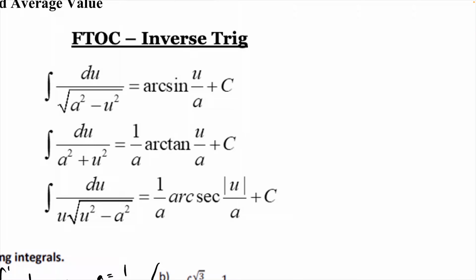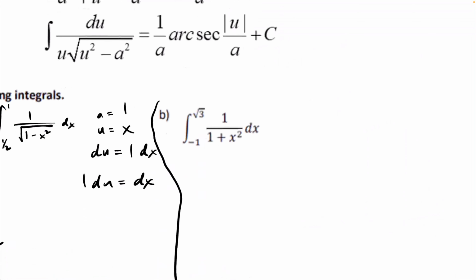So we go over to one of these guys. This one's the easiest one to identify because it doesn't have a square root, right? So it's going to be the middle. It's going to be tangent. It's going to be arctan. So the first thing we've got to do is figure out what's going to be my a and what's going to be my u. Okay? So a is going to be 1 again. U is going to be x.